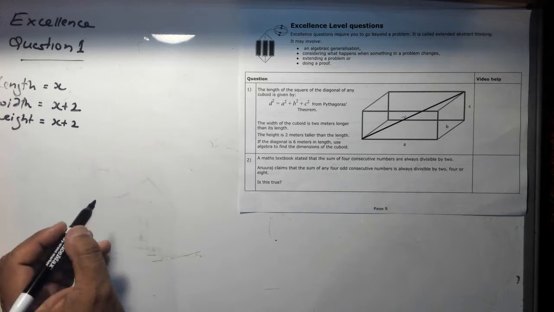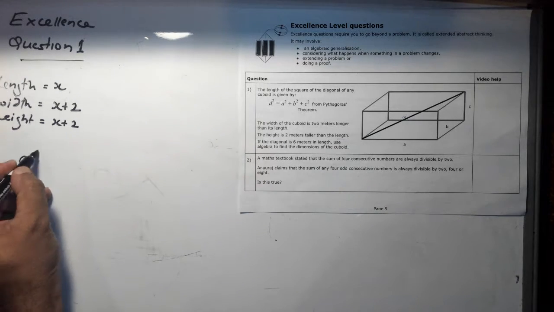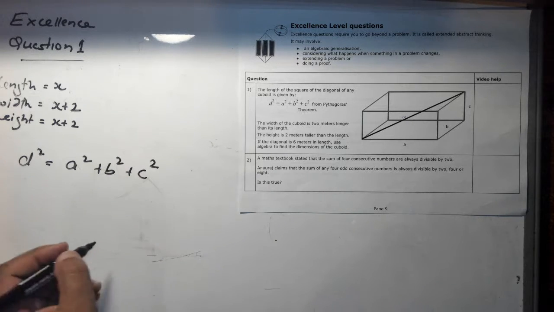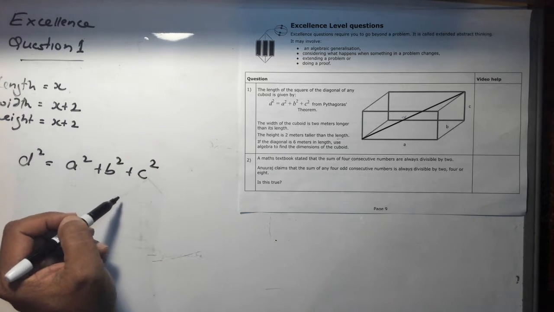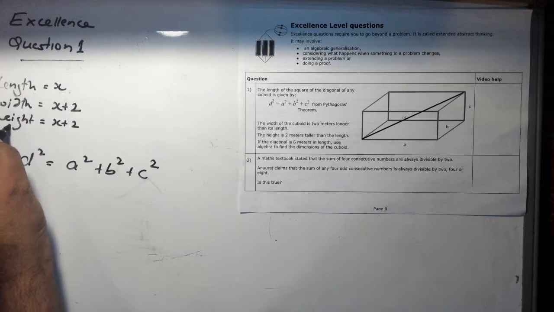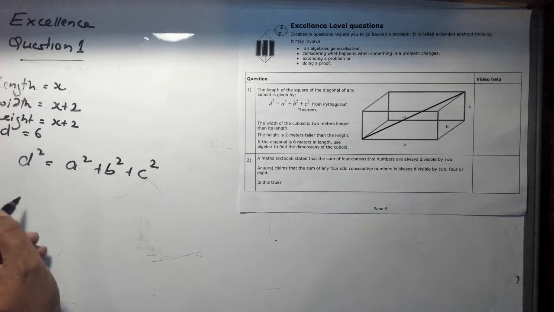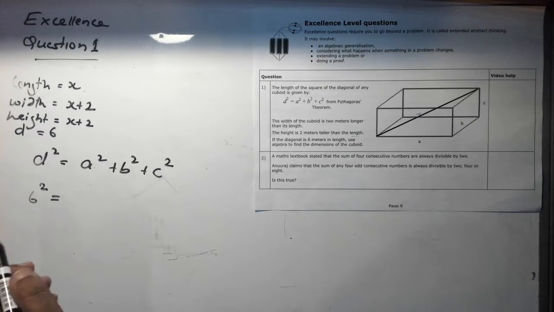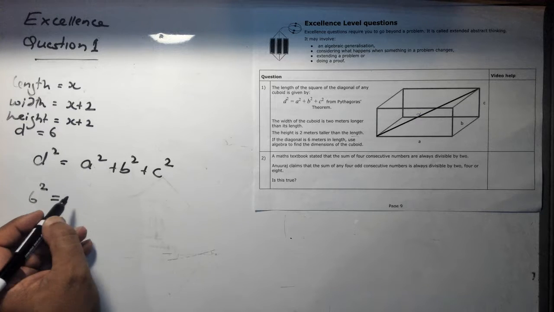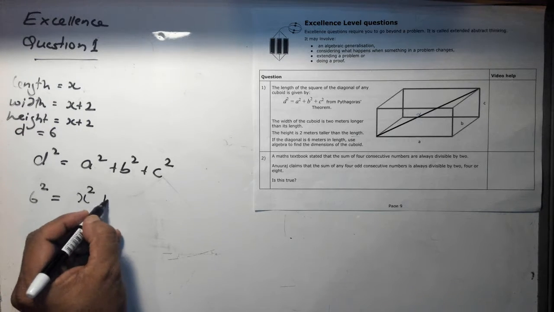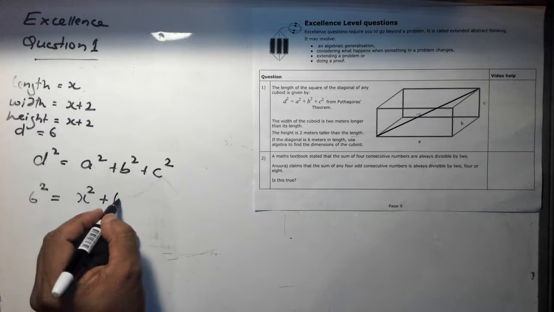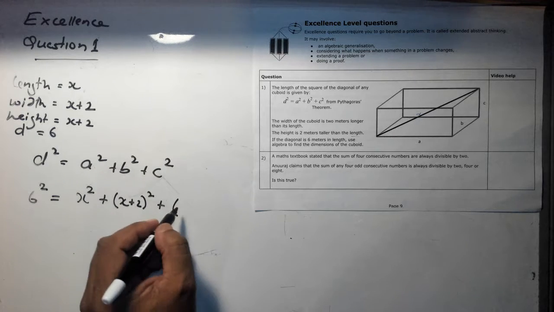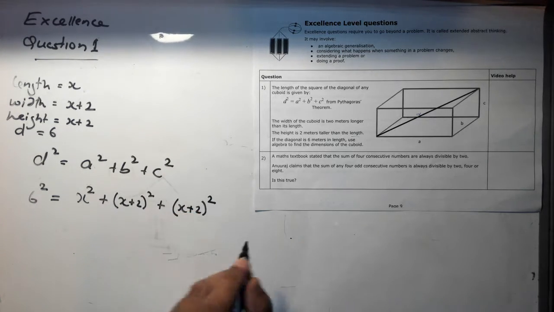So if we take that equation as d squared is equal to a squared plus b squared plus c squared, we can substitute these values back in this equation, and we know that d over here is given as 6 meters, so that will be 6 squared is equal to a squared is going to be x squared, and b, which is the width, is going to be x plus 2 squared, and c over here is going to be the height, which is x plus 2 squared.